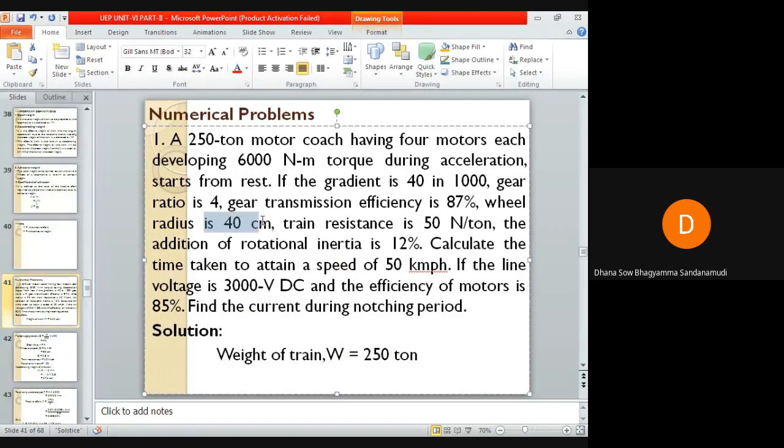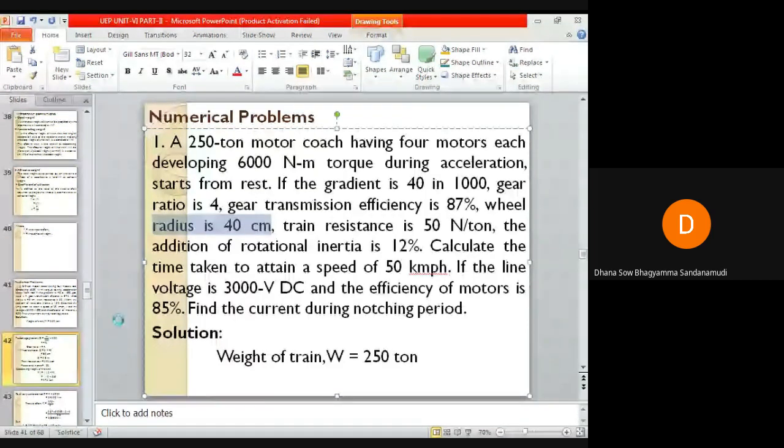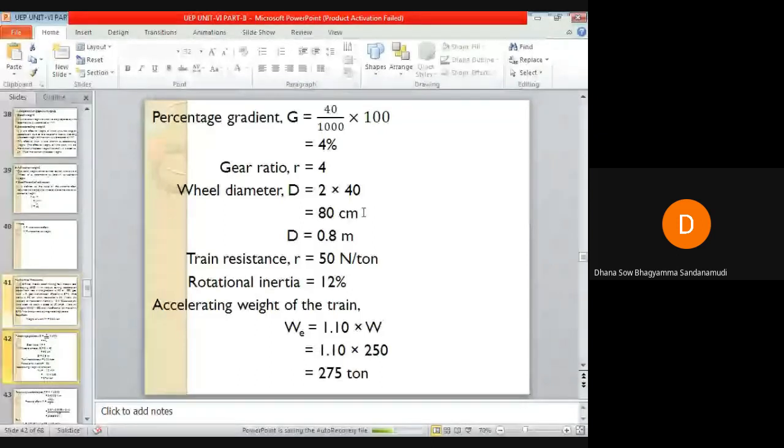Of course, 40 centimeters is the radius, so diameter is not given. Radius of the wheel is given, that is 40 centimeter. So 2 into 40, you will get diameter, 80 centimeter. I have converted this centimeter into meter. So D, the diameter of the wheel, is equal to 0.8 meter. So I have calculated the diameter of the wheel.